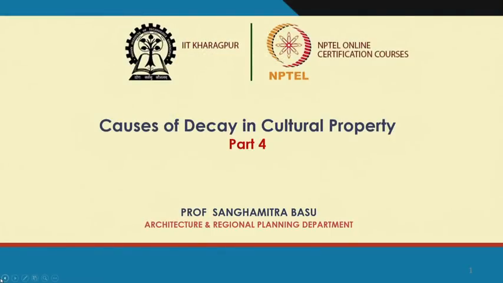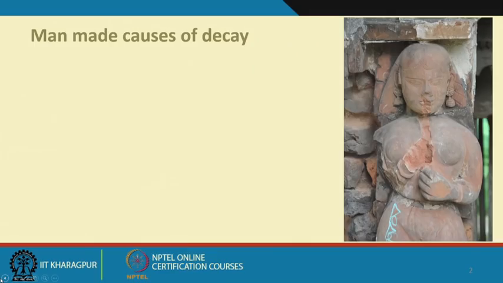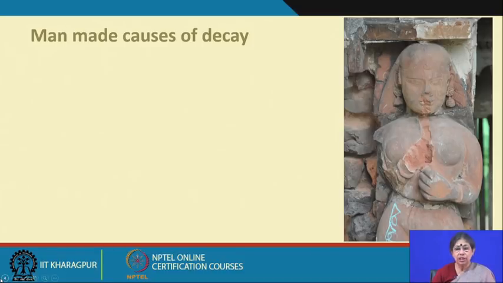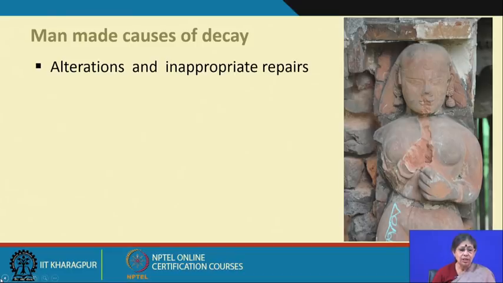We have been discussing the causes of decay of cultural property, and in the last lecture we discussed the natural causes of decay. Today we will continue with the man-made causes of decay. As you can see, this beautiful terracotta figurine has been destroyed by visitors who have broken it and marked it. This is insensitive behavior, and there are many other causes which can cause damage.